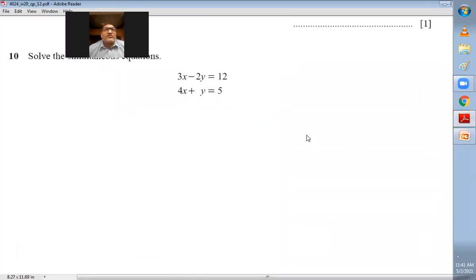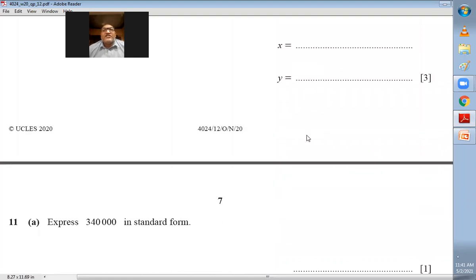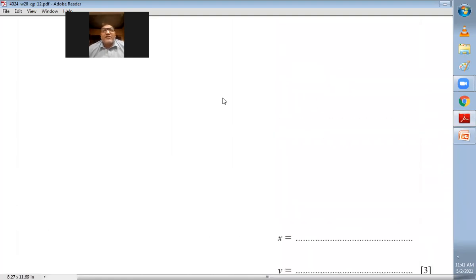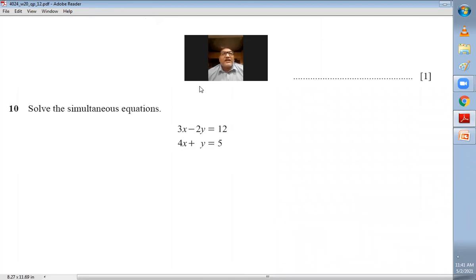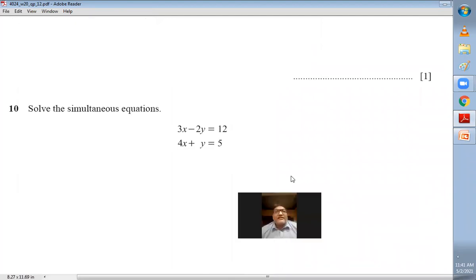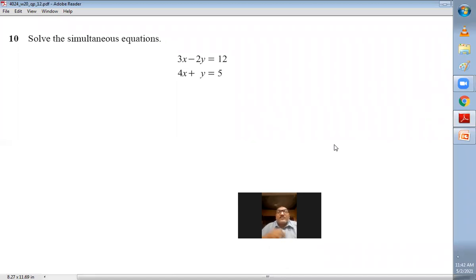The next question is question number 10. It's a 3-mark question, only one part we have in here. What they want is the value of x and y. Here a simultaneous equation is already given to you. 3x minus 2y equals 12, 4x plus y equals 5. So the methodology is I will try to make the y the same. For that purpose, I will multiply the second equation by 2. So I will have 8x plus 2y equals 10.